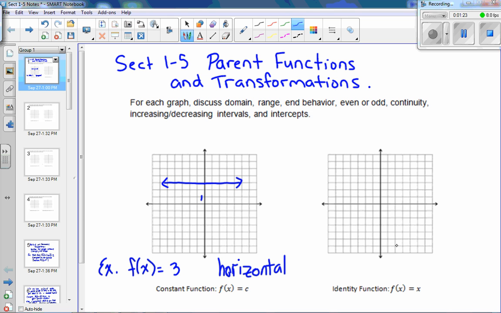The next one is the identity function, and this is f of x equals x. You might be more familiar with me saying y equals x, which means whatever value x is, y is the same thing. So if x is 1, y is 1. If x is 2, y is 2. If x is 3, y is 3. If x is 1.5, y is 1.5. And it would be true for negative values as well. So we end up getting this graph. I should use my line tool instead, because that should be a line. So we end up with a line that splits the first quadrant and third quadrant, and that is the identity function.